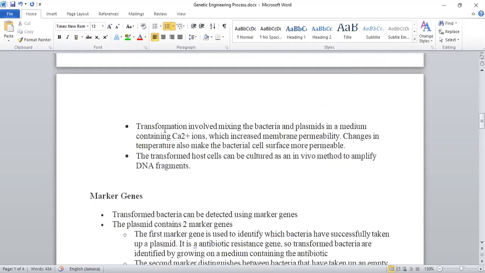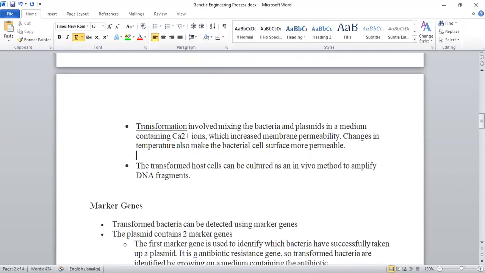To get the plasmid inside of the bacteria, which is the transformation process that they just described, there can be several techniques that you can use. So you could mix the bacteria and the plasmid together in a medium that contains calcium ions, because they have found that calcium ions increase the permeability. And you can change the temperature to also make the bacterial cell surface more permeable, right? And once we have been successful in getting the plasmid to enter into the bacterium, then we can say that our cell has been transformed, okay?